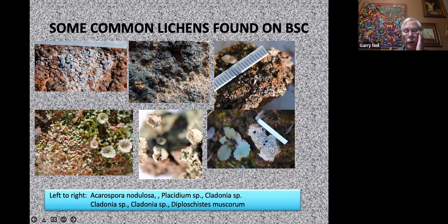And then we have this little thing here called Diploschistes muscorum. Sometimes it's called cow vomit, but when it's young, it parasitizes Cladonia. In other words, this particular lichen is lichenicolous. In other words, it'll grow over the Cladonia and feed upon its nutrients when it's young, and then it becomes independent. So when you see this, you'll normally see it in conjunction with Cladonia, unless it's a very, very mature form. But again, that's found on a biological soil crust.